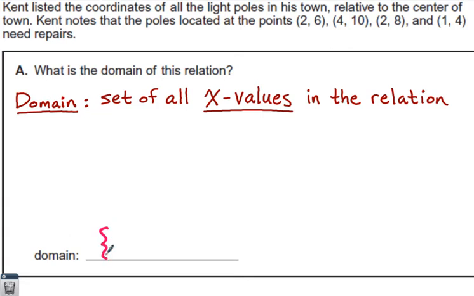Normally, you put them in a curly brace. It's just a matter of notation. I don't know if they'd mark you wrong if you didn't, and I don't think they would. Also, if you didn't put them in order, I don't think they'd mark you wrong. The other thing is that you shouldn't write the 2 more than once. It doesn't matter that it occurred more than once. You would only write it one time, so your final answer would be 1, 2, 4. And that's all of the x values in the relation.